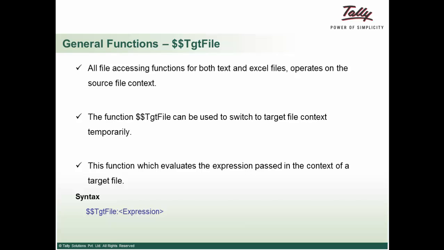Then a function. All file accessing functions for both text and Excel file operate on source and target context. The function TGT file can be used to switch target file context temporarily, similar to what we have for the $TGT object. This function evaluates the expression passed in the context of the targeted file.